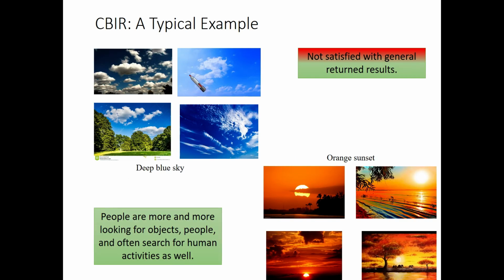The example is like this. Let's say we are searching for a deep blue sky, and this kind of result comes in. Of course, results might not be satisfying yet, but it is doing a good job and progressing day by day. Also, for example, an orange sunset might return these kinds of results. And it's not only about images. Nowadays people look for objects and even human activities, and the results might come in the form of images.